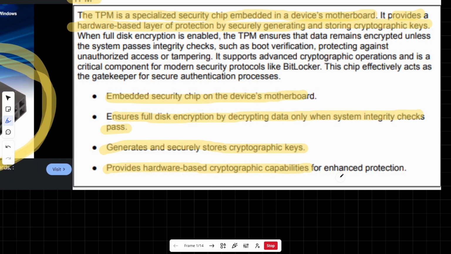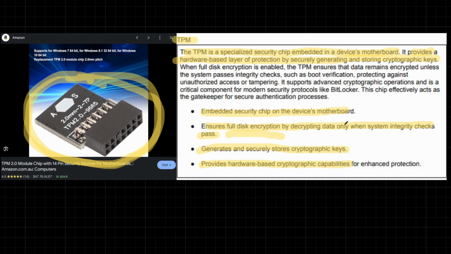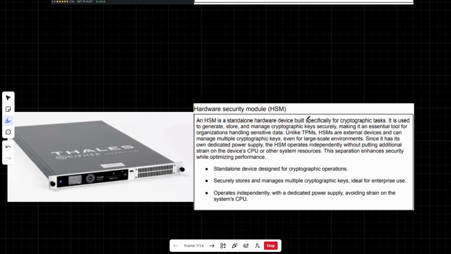Okay, so it's a hardware chip that goes on the motherboard that functions with cryptographic keys and helps you have full disk encryption. Long story short, don't worry about the details, guys. You just need to roughly know what I told you. It's the A+ exam. It's broad, but it's not deep. All right, I'll tell you when you really need to focus on stuff.